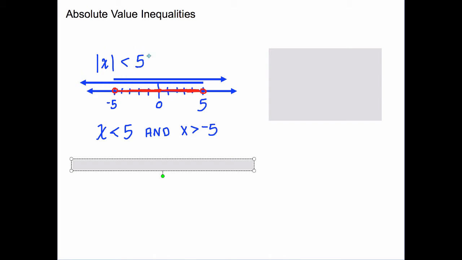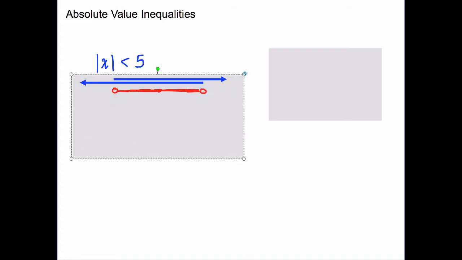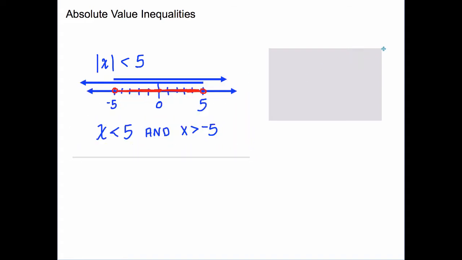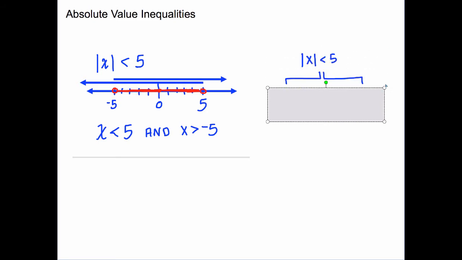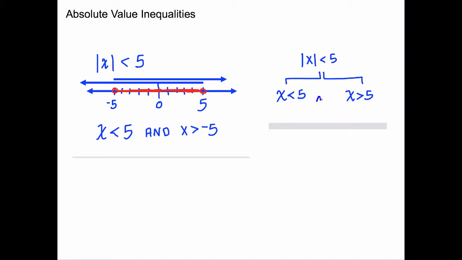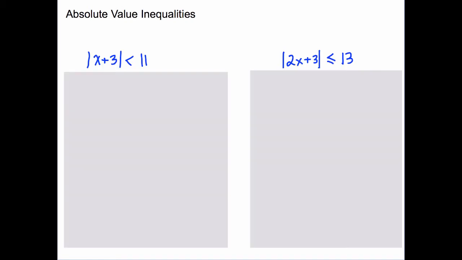Now the first step in solving an absolute value inequality that looks like this is to do the following. We're going to split it up into the two problems that we have right here: x is less than 5 and x is greater than negative 5. So we're going to split it into those two problems. And this is how we approach absolute value inequalities. Now we'll take a look at how to solve some problems.